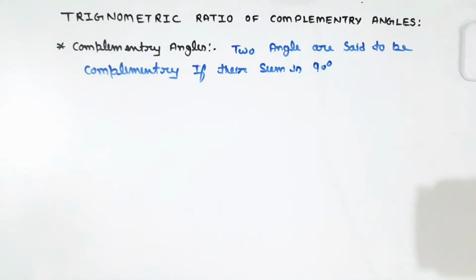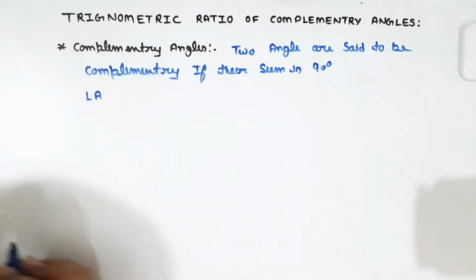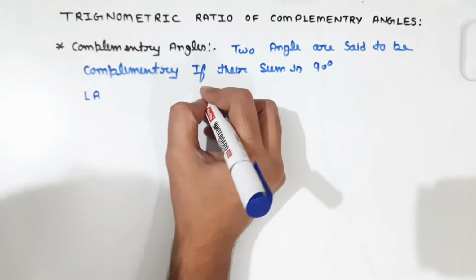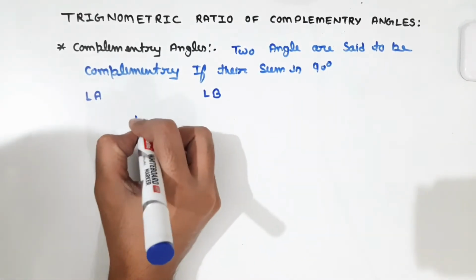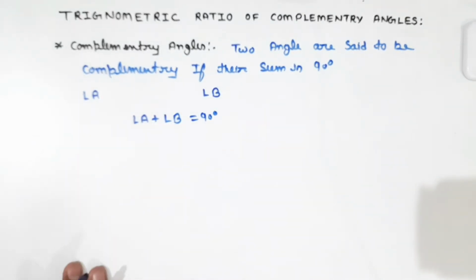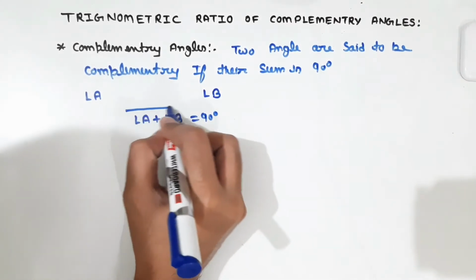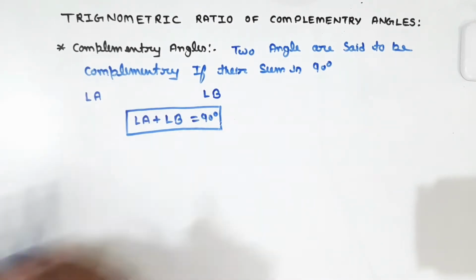90 degree. Two angles whose sum is 90 degree, we will call those angles complementary angles. So let's consider angle A and there is another angle B. Angle A and B are complementary. So angle A plus angle B will be equals to 90 degree. This is the condition for two angles to be complementary.